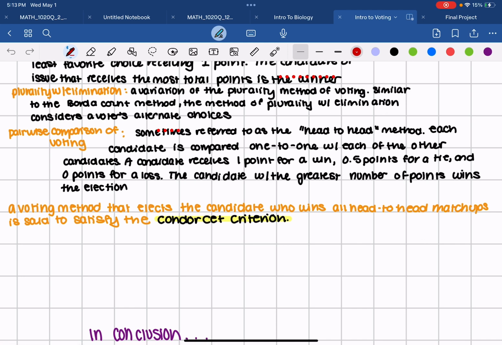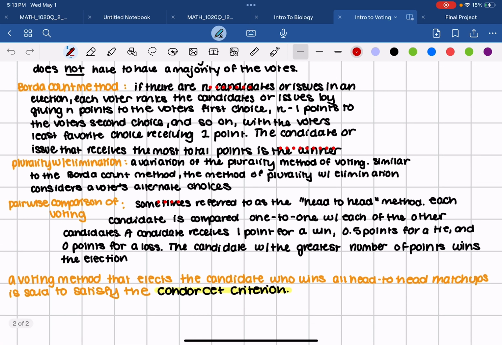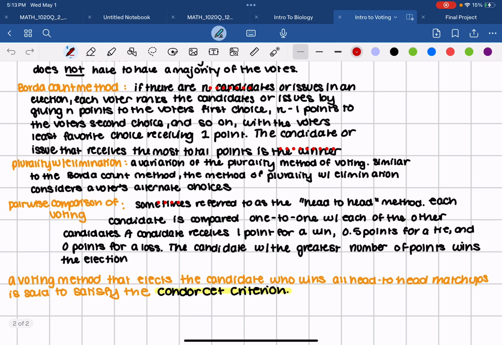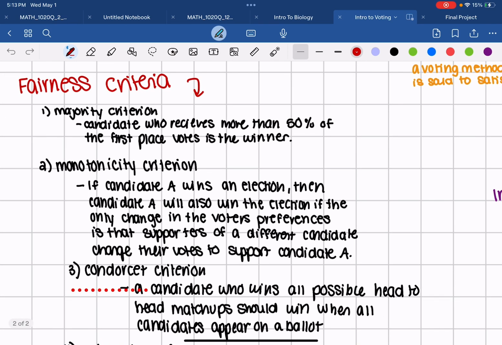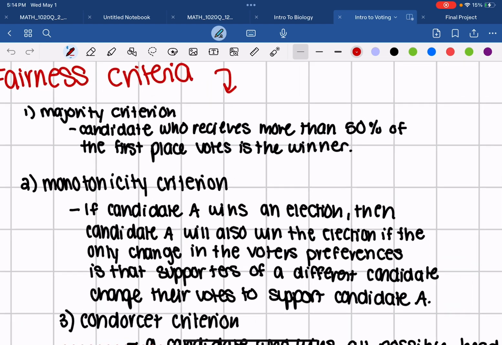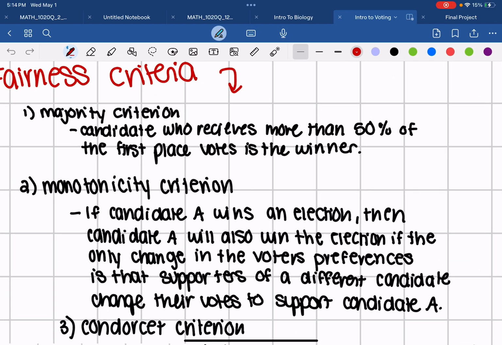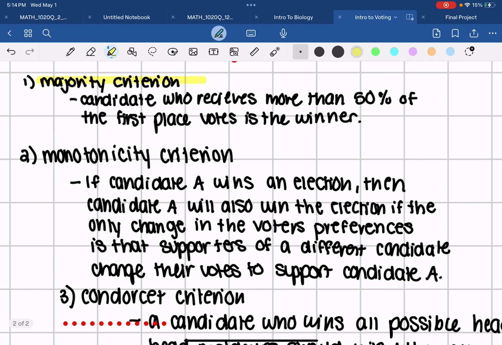All of these voting methods are different, and they all, of course, have limitations, which are going to be discussed more in the handout. But a big question that comes up is how can we determine which voting method is the fairest? The truth is, there really is no voting system that's completely fair, but there are four items in the fairness criteria that we can use to assess them. The first one we discussed is called the majority criterion. This basically states that the candidate who receives more than 50% of the first place votes is the winner.